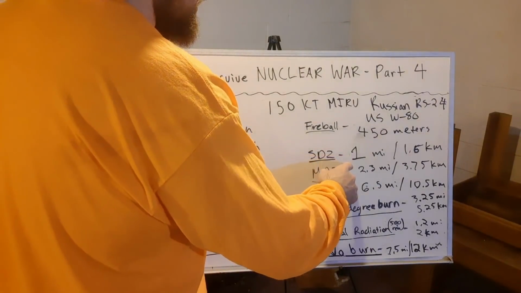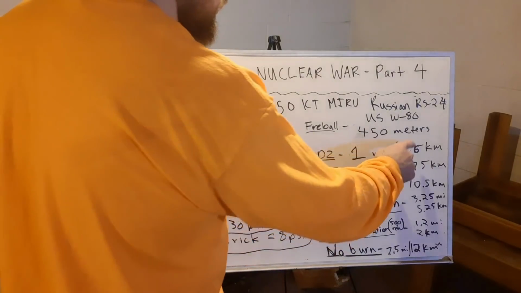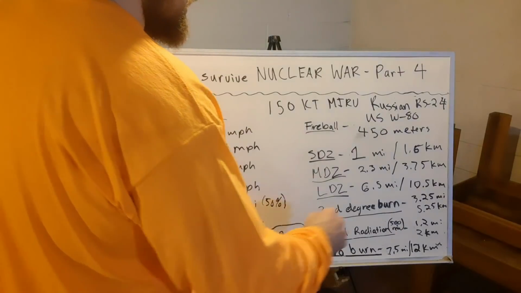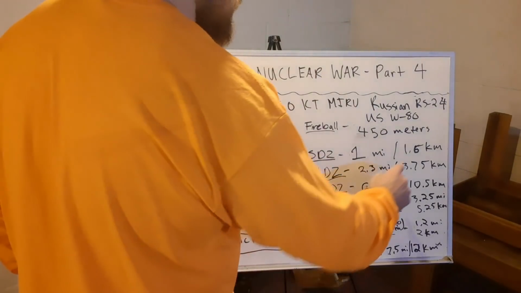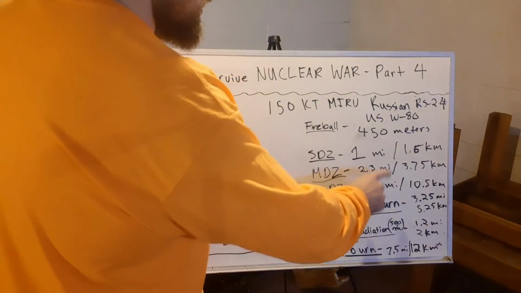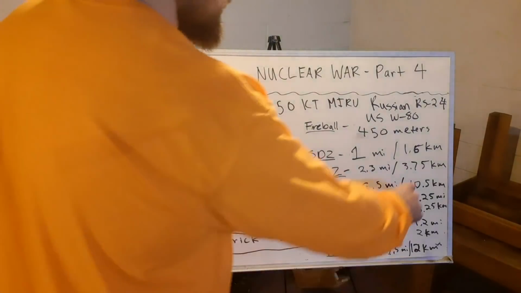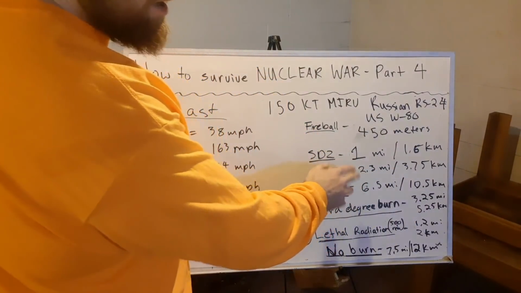The SDZ is only 1 mile from the detonation point, or 1.6 kilometers. The MDZ, 2.3 miles away, or 3.75 kilometers away. The LDZ, 6.5 miles away, or 10.5 kilometers away. These are small numbers, guys. You can get on a bike.